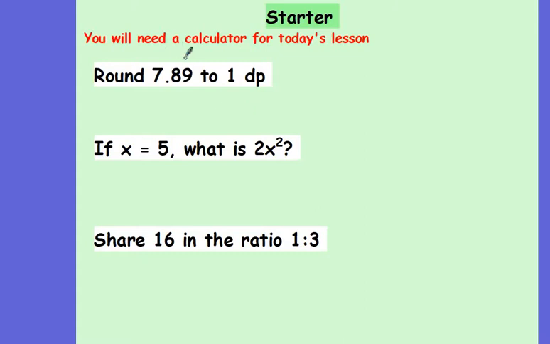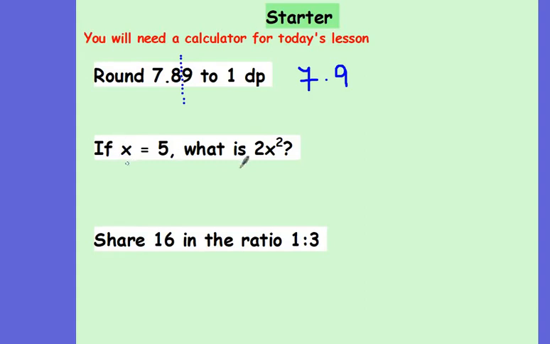Right, let's go through the answers. For the first one, I wanted to round this number to one decimal place. So I need to look at the number in the second decimal place column, which is 9. 9 is greater than 5, so I know I need to round my 8 up. So to one decimal place, that will give me 7.9.